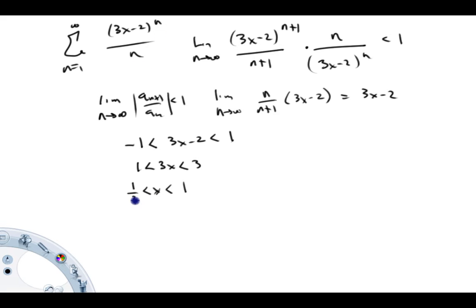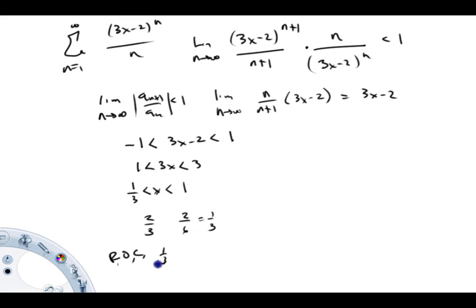This series will be convergent as long as x is within this region, by the ratio test. The radius of convergence is basically half the length of the interval here. Now the distance between 1/3 and 1 is 2/3. Half of that would be 2 over 6, or 1/3. So the radius of convergence is 1/3 for this series.